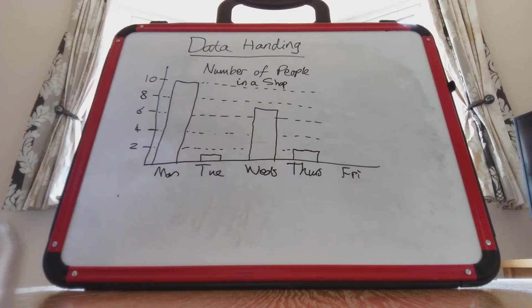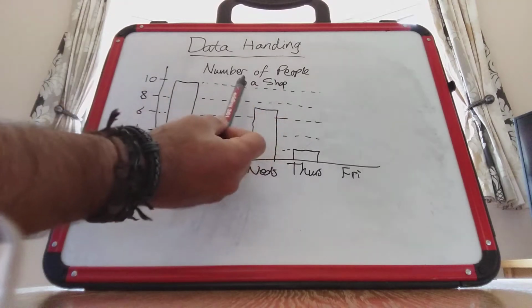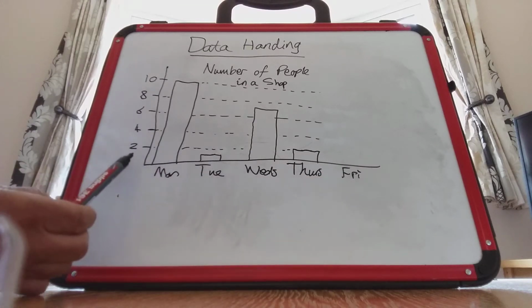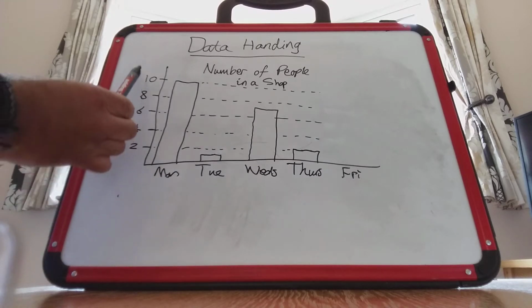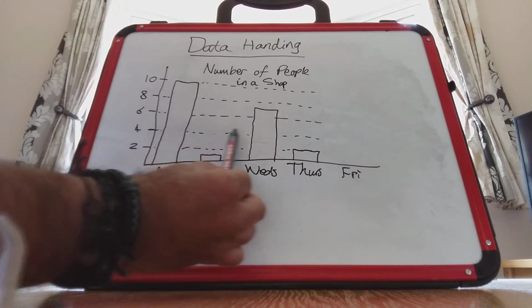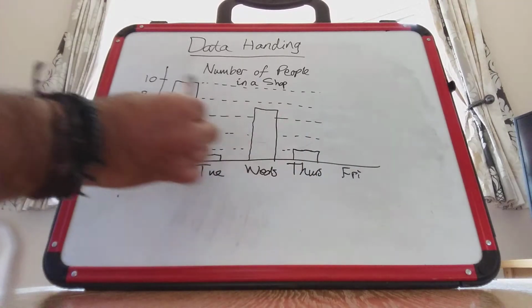Okay, and this lesson is going to be on data handling. Now, as you can see, I've already started a question. This is a very typical sort of question that you might get. So this is a bar chart, and the bar chart is of the number of people in a shop. And as you can see, it's done on different days of the week. And the scale at the side is in twos, 2, 4, 6, 8, 10. And the little dotted lines here are just to help you line up where the bars go.